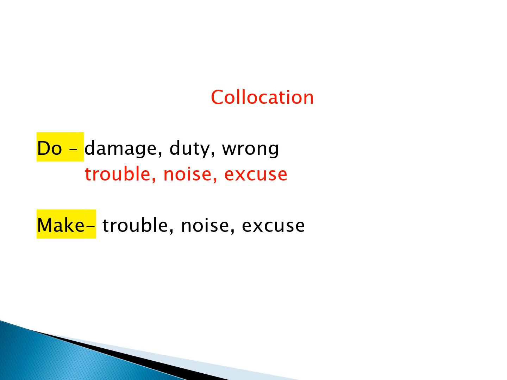To give you more examples, the verb do goes well with the nouns damage, duty or wrong. We can say that he did severe damage to her reputation. He did his duty well. He did something wrong. But the verb do does not go well with the nouns trouble, noise or excuse. It would not be appropriate to say that he did some trouble. With these nouns, we should use the verb make: make trouble, make noise, or make an excuse are examples of collocations.